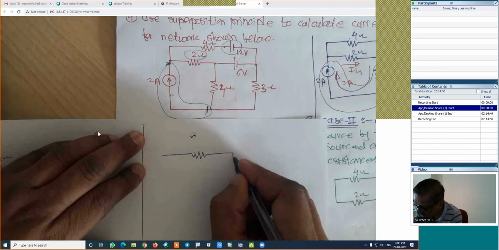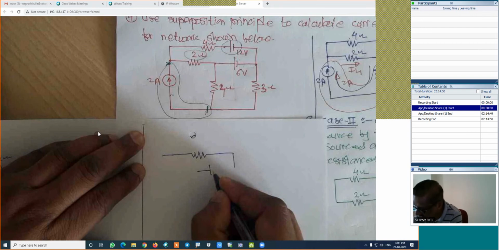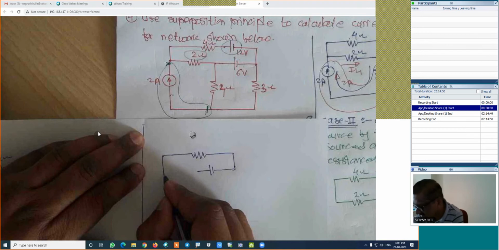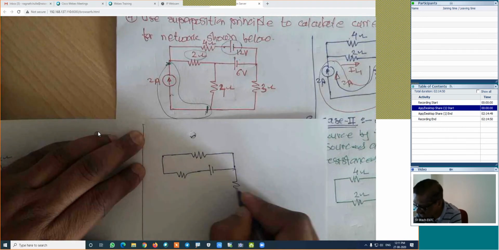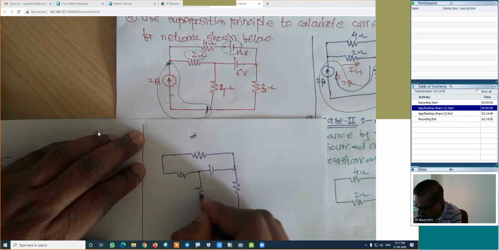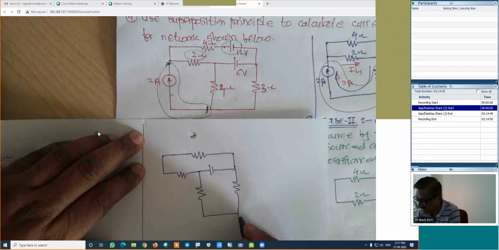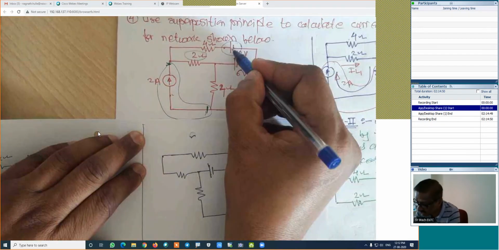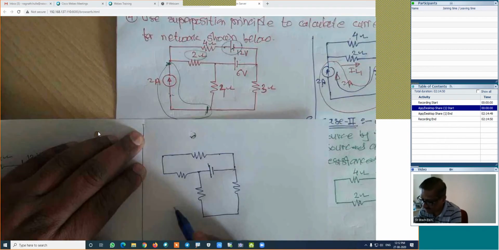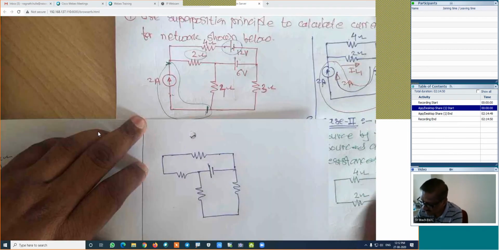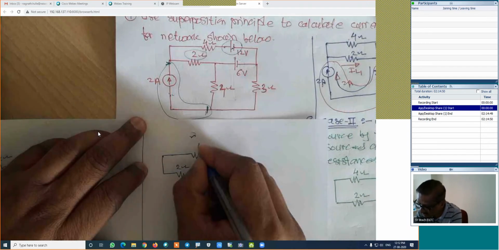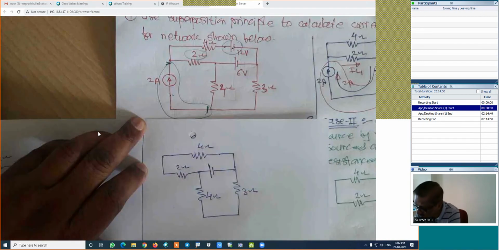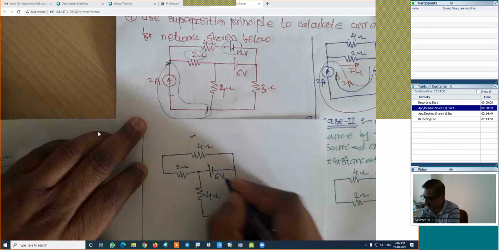This is 4 volt. This source is as it is. This resistance is as it is. This is 3 ohm and this is 4 ohm. We have not done anything. कुछ भी नहीं किया है. Just we have replaced this source by 0, this source by infinity, that is open circuit. This is 2 ohm, it is 4 ohm, this is 4 ohm, this is 2 ohm, and the source is 6 volt.